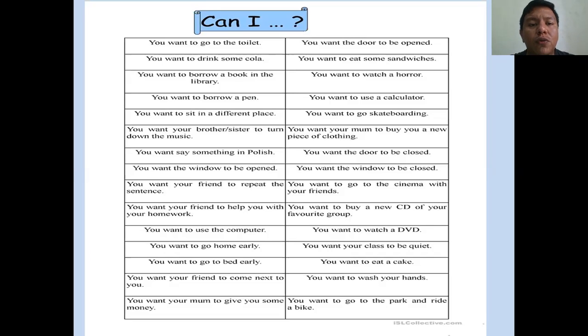Next, you want to borrow a book in the library. Tú quieres prestar un libro en la biblioteca. Entonces, ¿cuál es el request que vas a hacer o cuál es el permiso que vas a...? Entonces tú vas a decir, ¿puedo tomar el libro o puedes prestarme el libro por 2 días? Can you lend me the book for 2 days, please?